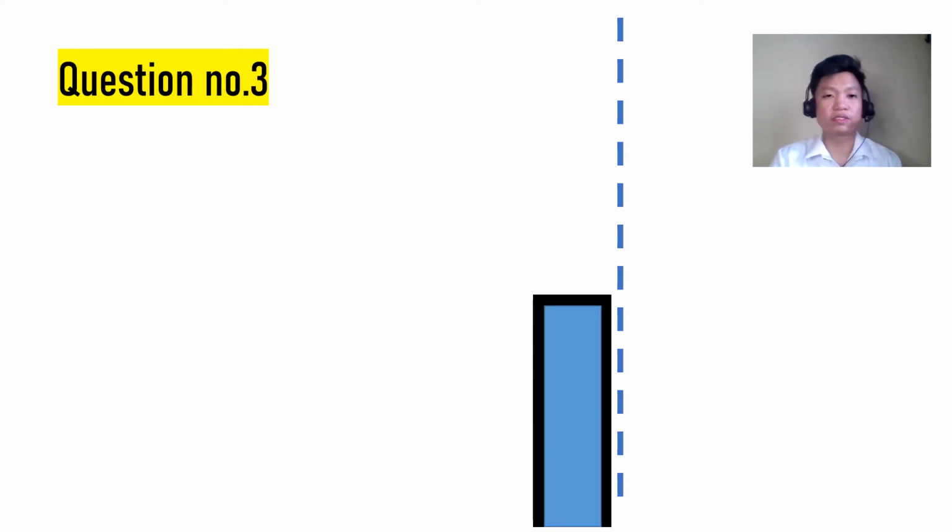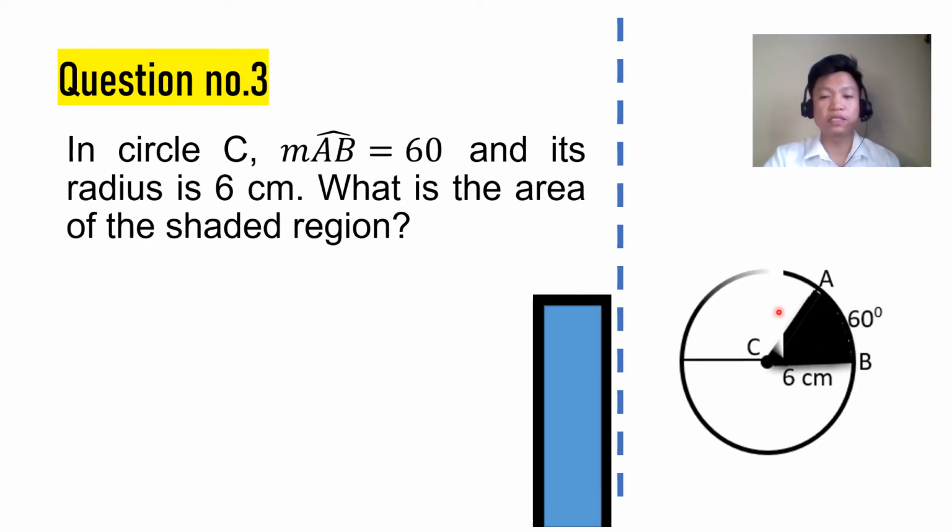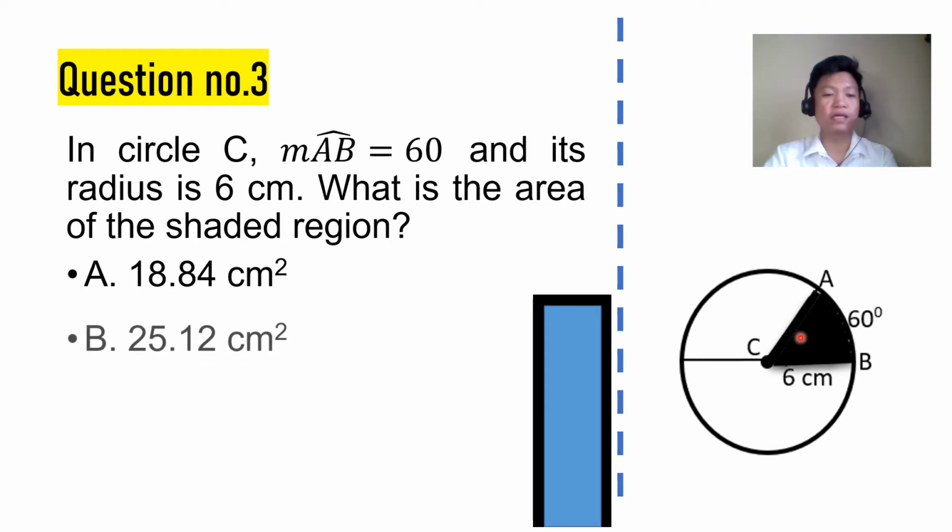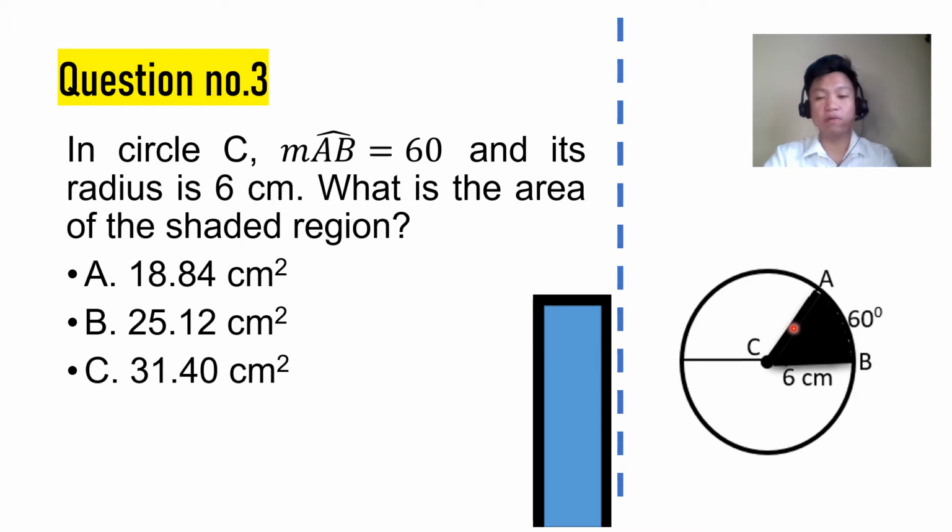Okay, next. Question number 3. In circle C, ito siya. If arc AB is 60 degrees and its radius is 6 centimeters, what is the area of the shaded region? Anong area ng shaded region na to? Is it A, 18.84 centimeters squared? Naka-squared yan dahil area tayo. B is 25.12 square centimeters. C is 31.40 square centimeters. Or D, 37.68 square centimeters. Go!